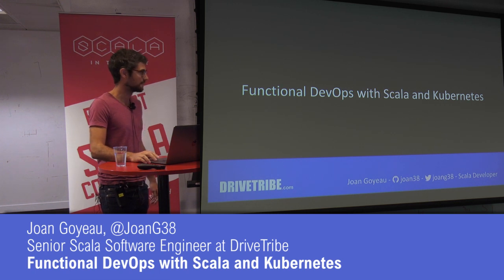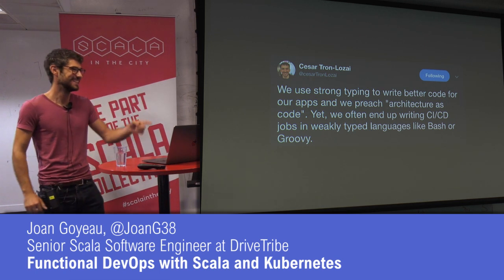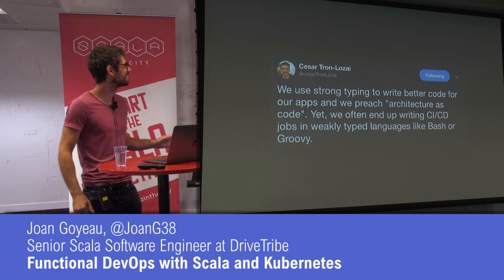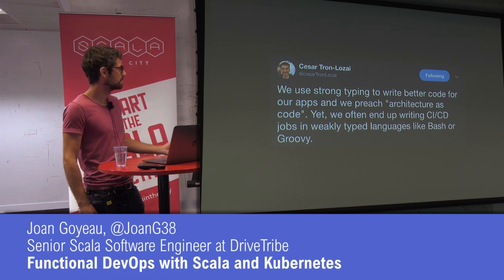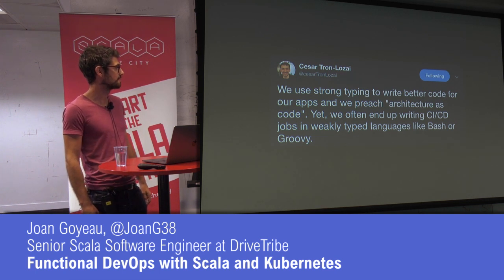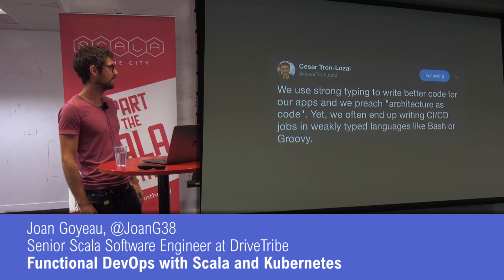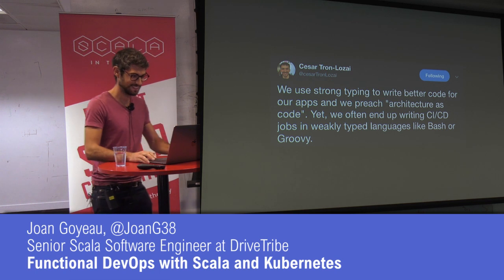So I'd like to start this talk with a quote from Cesar. He's actually laughing because he's here and he's like, what the hell is going on? So he tweeted, we use strong typing to write better code for apps, and we preach architecture as code, yet we often end up writing CI/CD jobs in a weakly typed language like Bash or Groovy. That's what Jenkins people do, right?